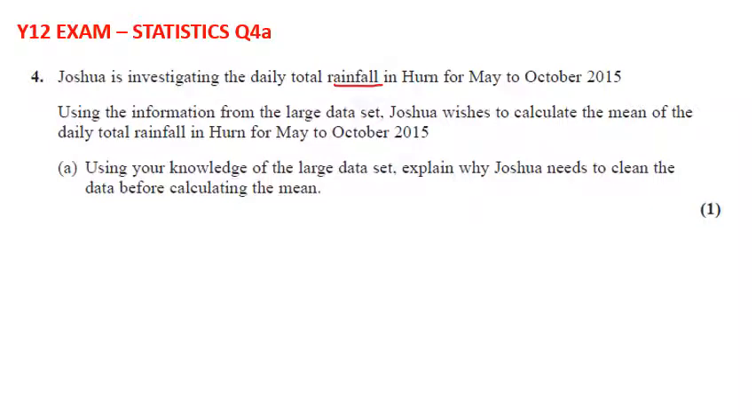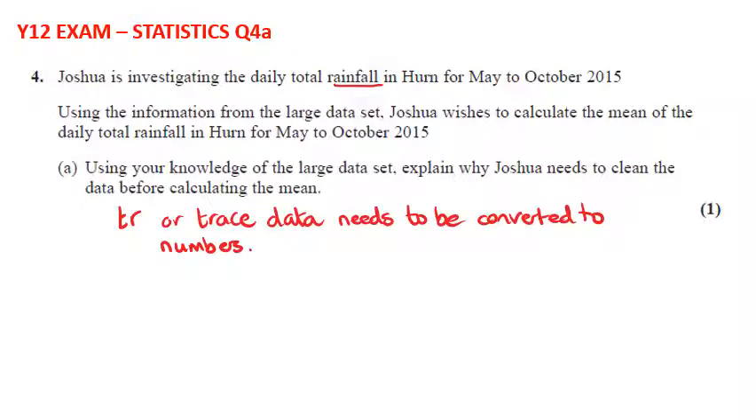So in question 4, Joshua is investigating the daily total rainfall in Herne, and we're asked to explain why he needs to clean the data first. Now, because this is rainfall, we want to make a mention of trace data. Basically, our answer for this, for the 1 mark, is that trace data needs to be converted into numbers.